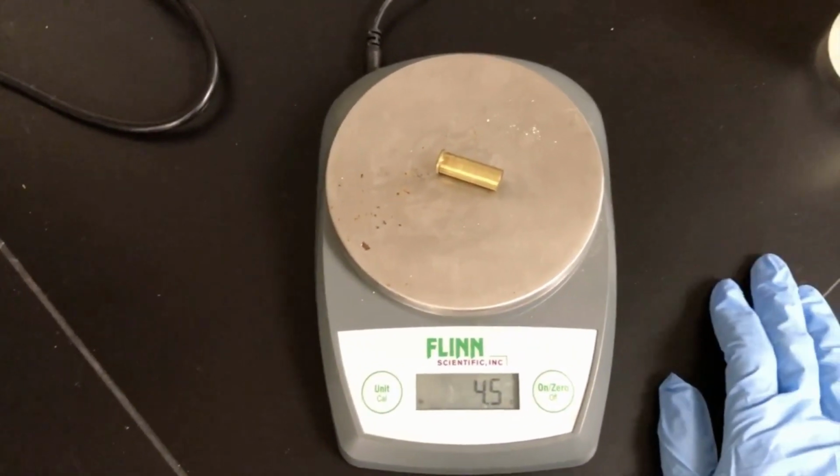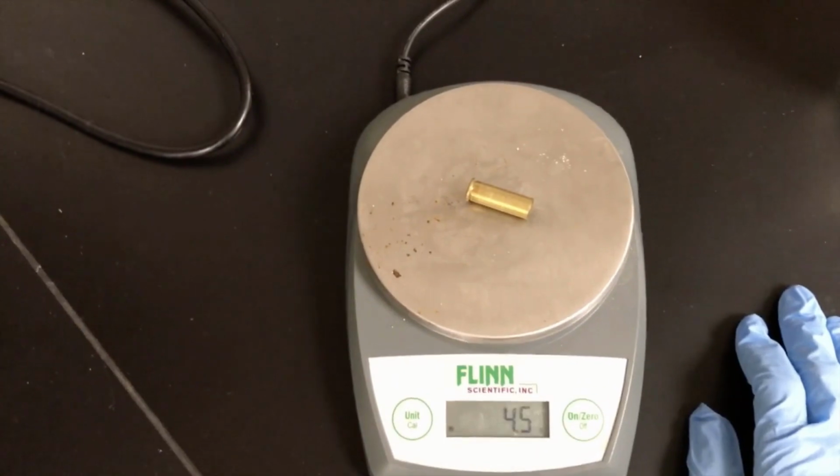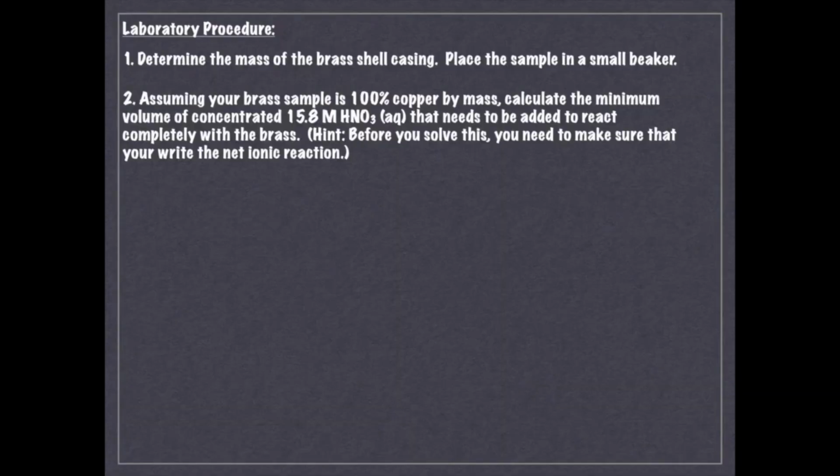So you're going to follow the instructions that I'm going to explain in just a second. You're going to assume that your brass sample is 100% copper, and you're going to calculate the minimum volume of 15.8 molar nitric acid that would be needed to react completely with the brass. As a hint, before you solve this, you need to make sure that you write a proper net ionic reaction in order to do the stoichiometry for this.